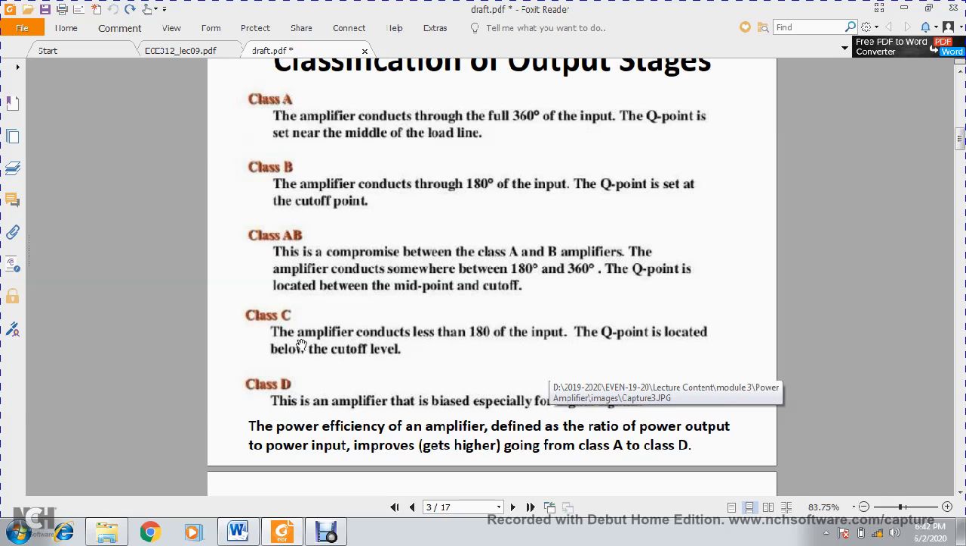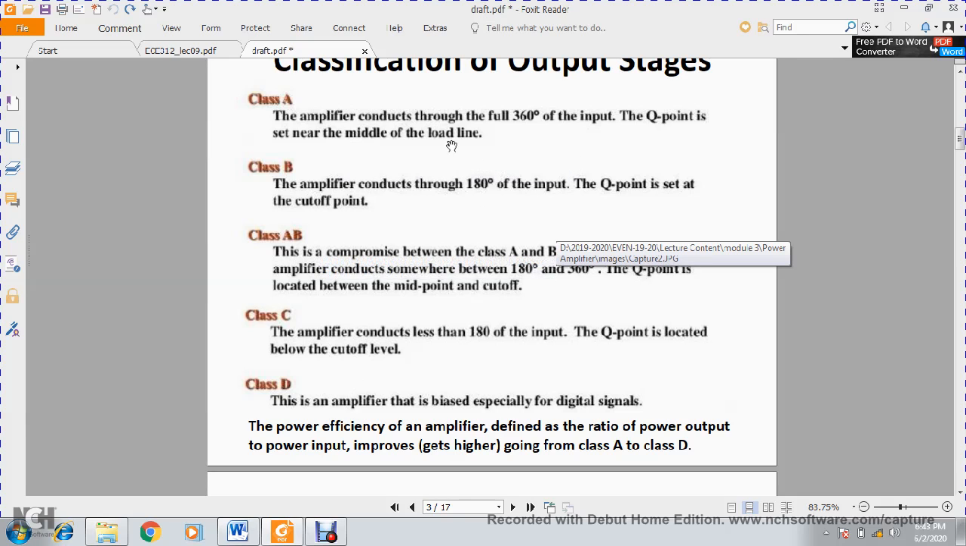And class C: the Q point is placed below the cutoff, so it is in a more off condition. It is already off and it is more off. That means you need more energy to turn the transistor on, so the output you get is less than 180 degrees. So this is the class C power amplifier. And class D is used for digital signal amplification. We will not concentrate much on class C and class D. We concentrate on class A, B and AB further.